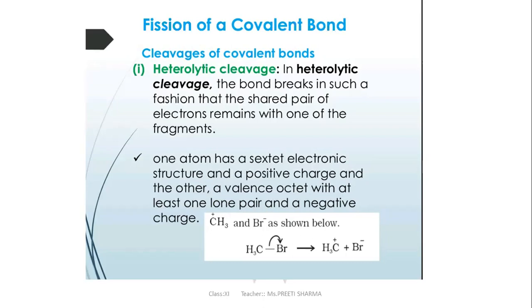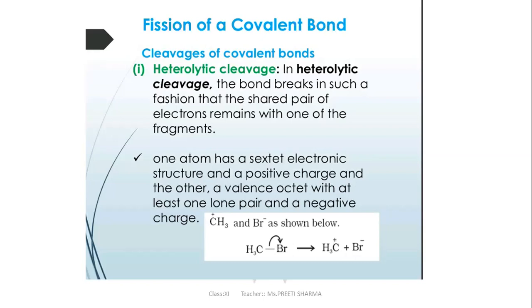Like out of A and B, suppose A is more electronegative, so both the electrons, the pair of electrons, will go to that atom and the other will be electron deficient in nature, right? Or we can say that out of A and B, if B is more electronegative, then B will attract all the pairs and A will get the positive charge on it. So depending upon the electronegativity difference, there are two types of covalent bond cleavage or fission. One is heterolytic and the second is homolytic.